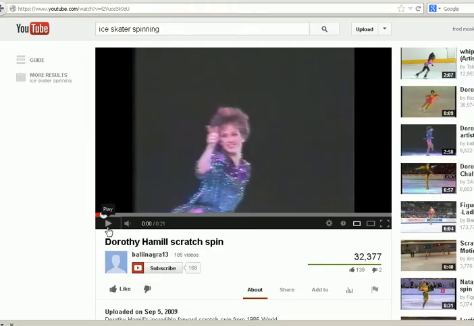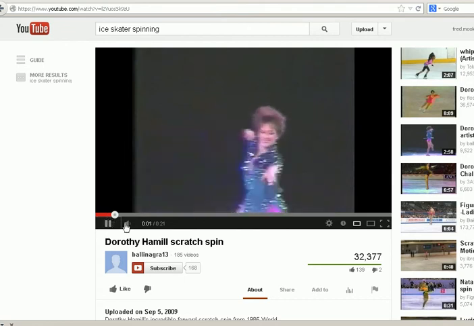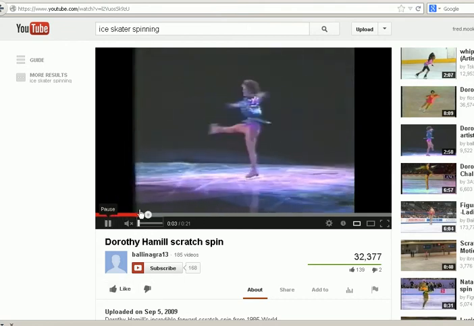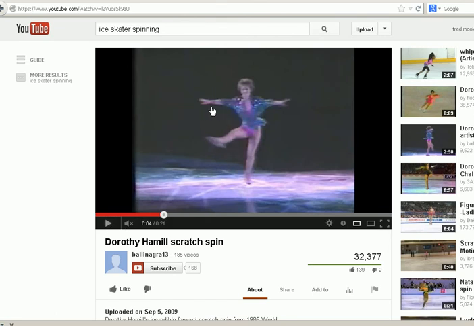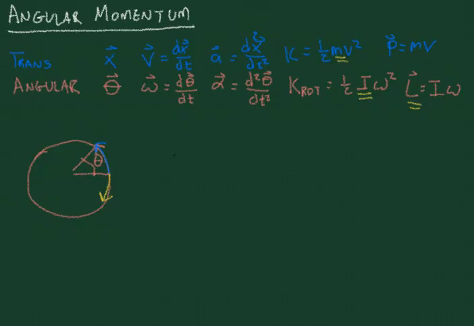So notice the skater; she has her arms out more, and we learned in the previous section in rotation that the further away you are from the center of mass, the larger the moment of inertia. So what this tells us, just by looking at our equations, is that if we have a larger moment of inertia, we're going to have a smaller angular velocity. Whereas if our moment of inertia gets smaller, all of a sudden our angular velocity is going to increase.